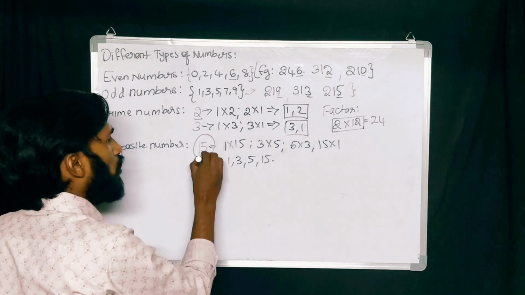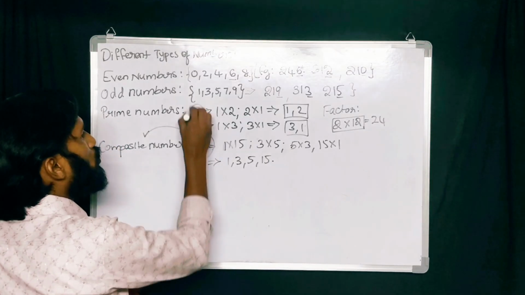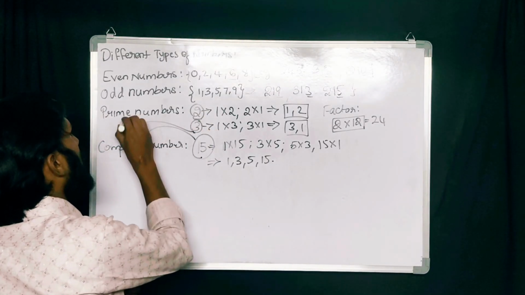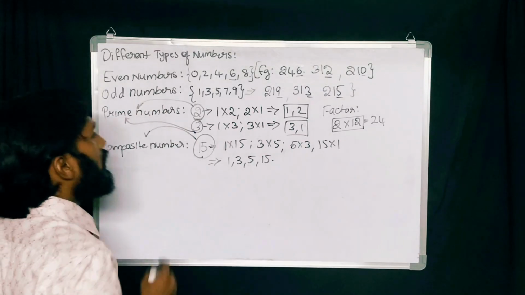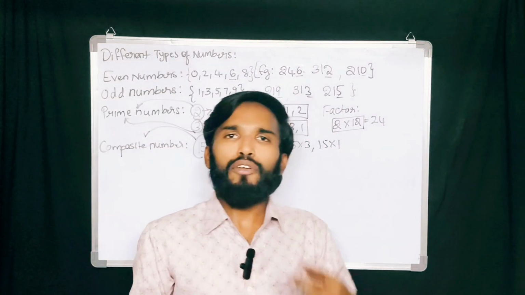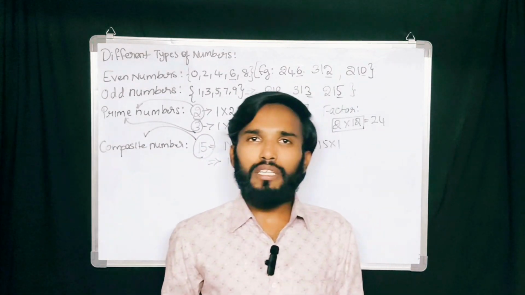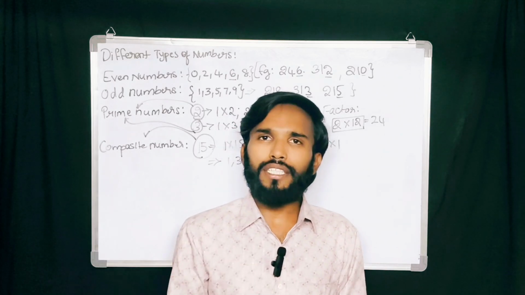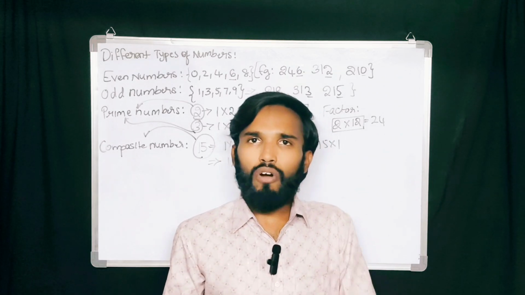So here 15 is a composite number, and 2 and 3 are prime numbers. Clear? A prime number has only two factors, and a composite number has more than two factors. That is prime and composite numbers.